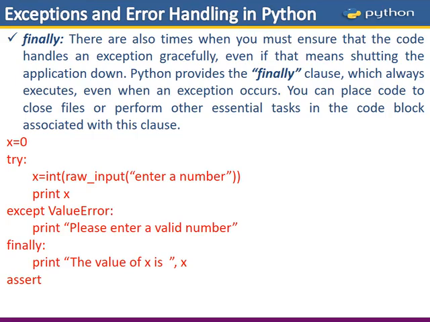Now the behavior for this example code is that even if you enter a wrong value and get an error, the value of s is still there, and that value of s will still be printed. So if you enter a wrong value and you get an error, the value of s will still be printed. So that is for finally.